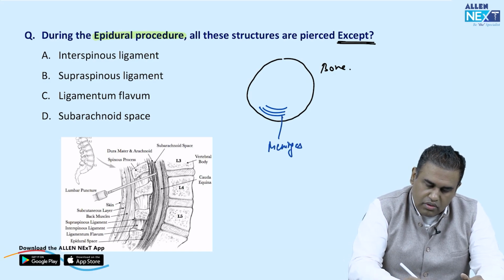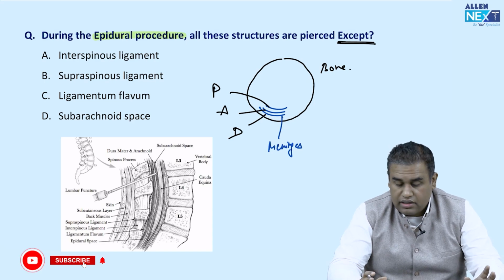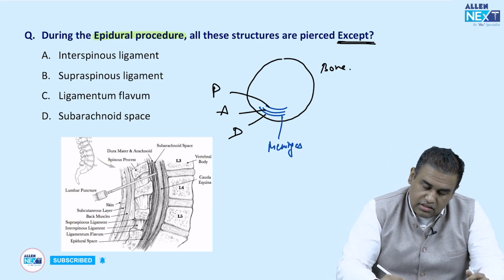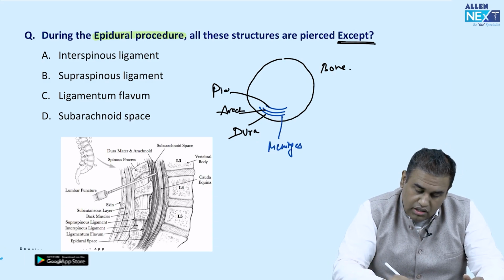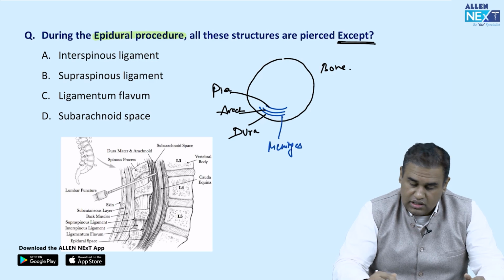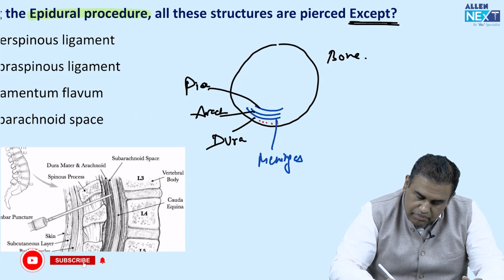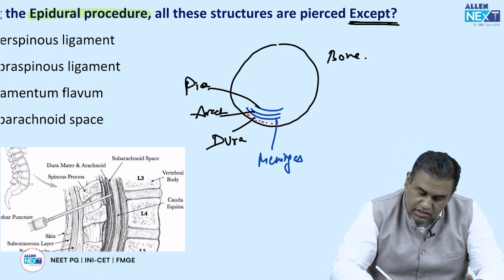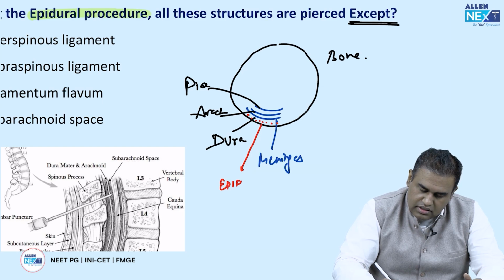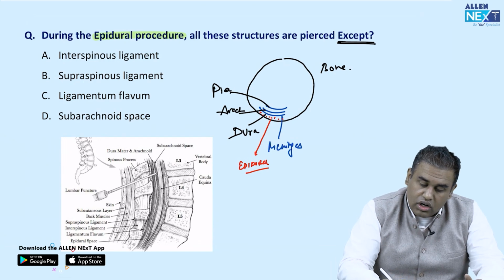Now, in meninges, we should know that from outside to inside, there is dura, then arachnoid, then pia mater. This is a very basic thing that we should be knowing. There are three layers. Most outside is dura mater, then arachnoid mater, then pia mater. Now they are asking you about an epidural procedure. Epidural means outside the dura, this area located superficial to the dura. Imagine it is the epidural space. So the needle has to enter at this space.